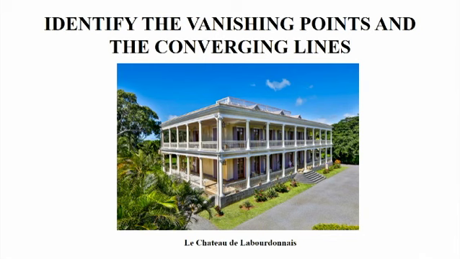Let us do a small workout. This is a two-point perspective picture of Le Château de la Bourdonnais. Observe it carefully. Can you identify the vanishing points and the converging lines? Let's do it together.